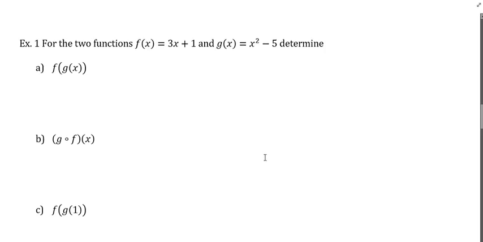So we've got two functions. f(x) is just linear, 3x plus 1. g(x) is x squared minus 5, so it's a quadratic. Once again, this is great review of a lot of the stuff that we've done in this unit coming up for the exam.